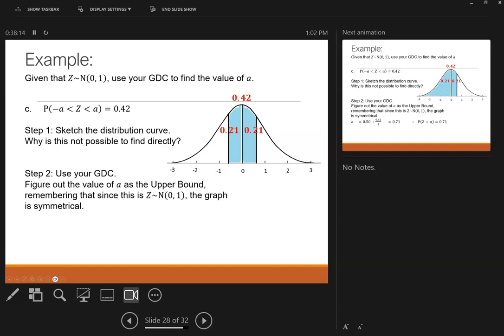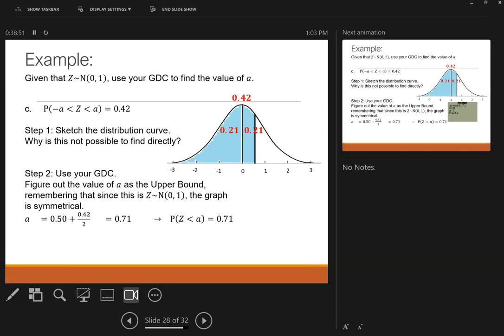Well, yeah. And to do that, I can just take this 0.21 and add 0.5 to it because that's half, right? So I take the half and add 0.21, and that's going to be 0.71. So the probability that z is less than a is 0.71, and now I have a problem my calculator can do.